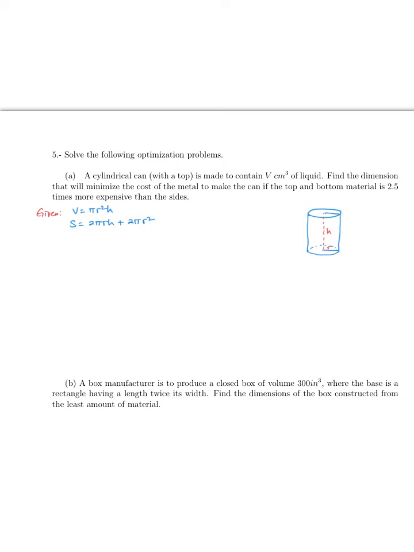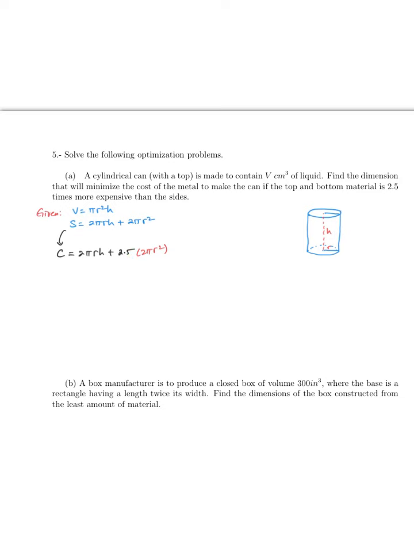So essentially what you're trying to minimize is the surface area, which is this formula. But the question is set up in terms of the cost, and it's telling you the top and the bottom are 2.5 times more expensive than the side. So therefore from here we're going to get a cost function, which is going to be 2 pi rh plus 2.5 times 2 pi r squared, which is the top and the bottom.